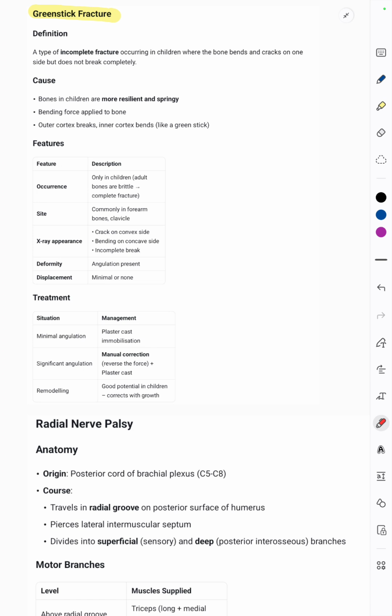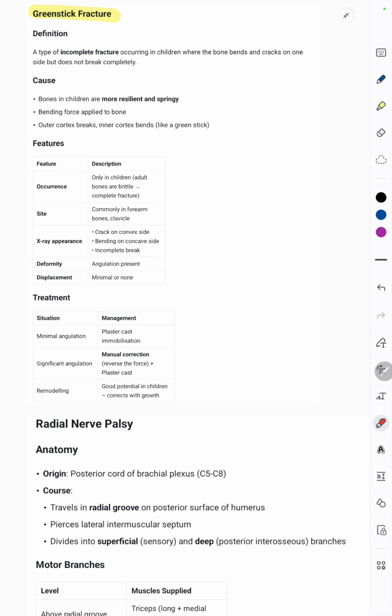stick. Now, the features of this: it occurs only in children. The site it is most commonly seen in is the forearm bones, that is ulna, and then the clavicle. Then X-ray features: there is a crack on the convex side, and a bend on the concave side. Then deformity: angulation is present, and displacement is minimal.